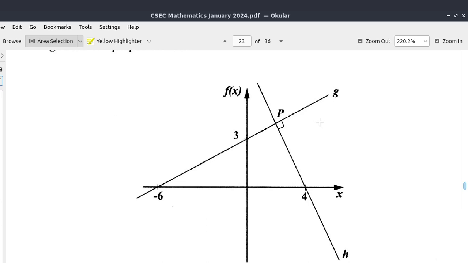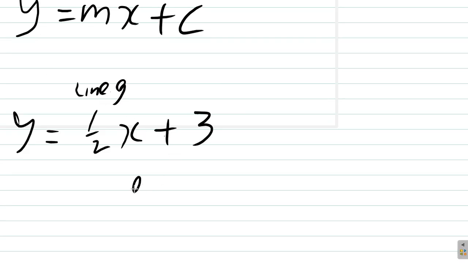Alright? What is the gradient when you compare them? You have to remember that when two lines are perpendicular, the gradient of line 1 times the gradient of line 2 equals negative 1. The product of their gradients is negative 1. And you also remember what happened to the gradient when they are parallel? They would be the same. You have to remember those things, right? Those things are not in the formula sheet. You have to remember them.